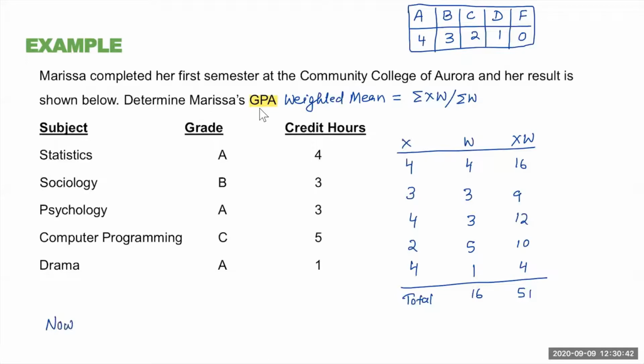Now, GPA, which is the grade point average, or the weighted mean, is equal to sum of X times W divided by sum of W. Sum of X times W, when you add X times W, it is 51. And when you divide it by the total number of credits, which is 16, the GPA will be 3.1875. So this is how GPA is calculated. Whenever you are asked to calculate the GPA, that is the weighted mean, and this is exactly how we calculate the GPA.